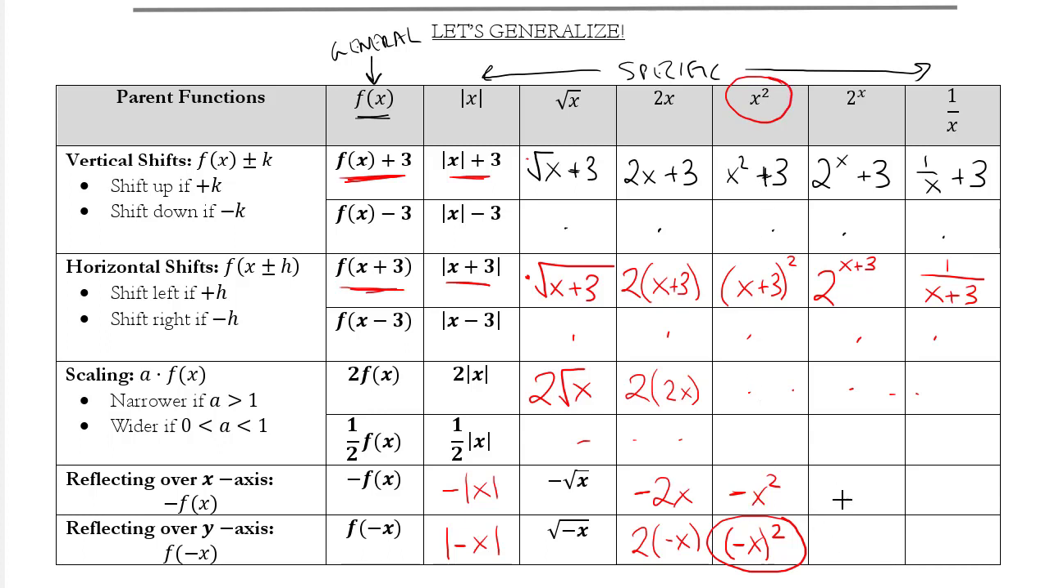Let's just finish filling this out. Here we're going to have negative 2 to the x, and here we're going to have 2 to the negative x. Hope you see how this pattern, how we can fill this entire table out. And here we're going to have negative 1 over x, and the identical thing here is 1 over negative x. So these two are the same as well. That's because this graph, when you reflect it over the x-axis or over the y-axis, you get the same result.